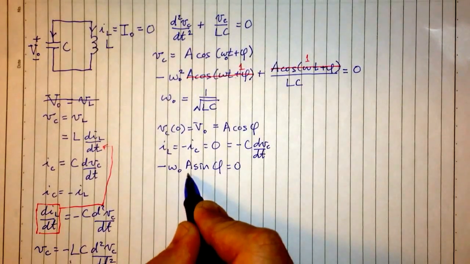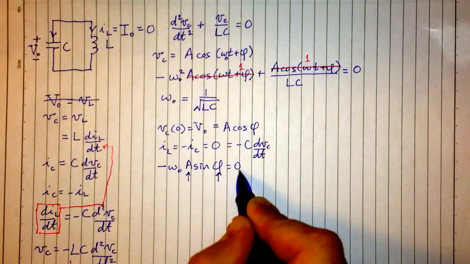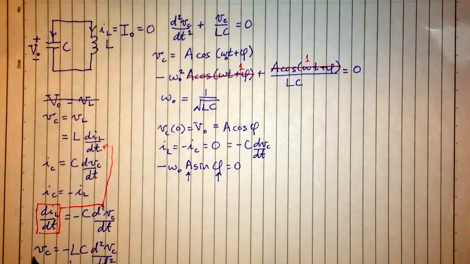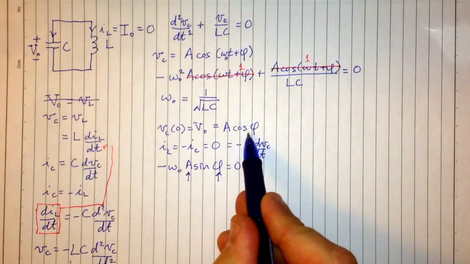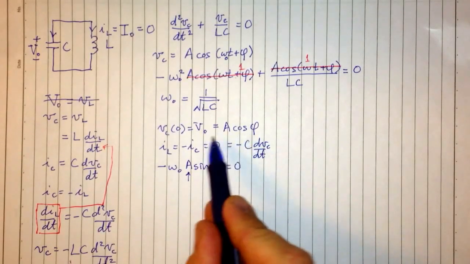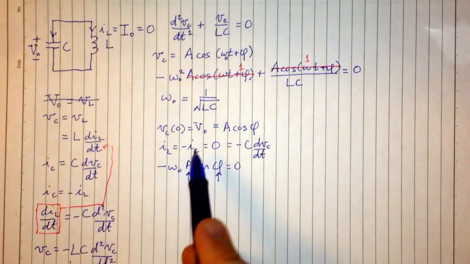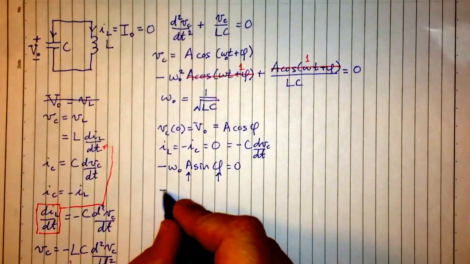We look at this and we say, well, it means that either A is 0 or sine phi is 0. We know omega naught is not 0, so the only way we can get that equal to 0 is if sine is 0. But if A were 0, there's no way we could satisfy this boundary condition, because then V naught would have to be 0, but it's not. It's given to us, so we can't assume that it's 0. So that means that phi has to be 0.